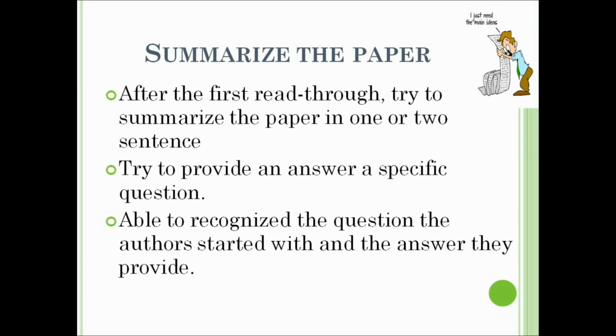After this, the important skill is summarizing the paper. So after the first read through, try to summarize the paper in 1 or 2 sentences and try to provide an answer to a specific question. And I think almost all good researchers are doing this practice. If you can succinctly describe a paper, you have probably recognized the question that the authors started with and the answer they provided, right?